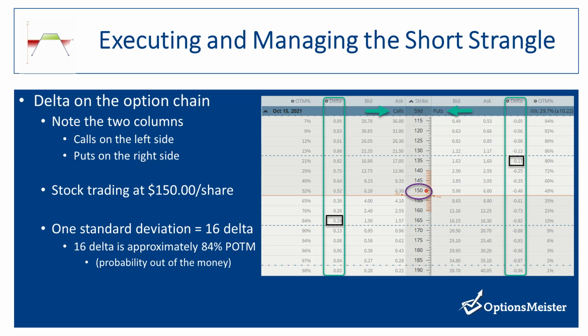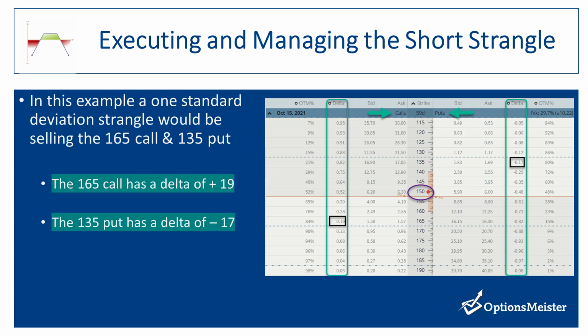I am often asked, then how do you come up with the 68% for the 1 standard deviation range? Take 100% and subtract 16% on each side. Therefore, 100% minus 16% equals 68%. Again, in this example, a 1 standard deviation trade would sell the 165 call and sell the 135 put.